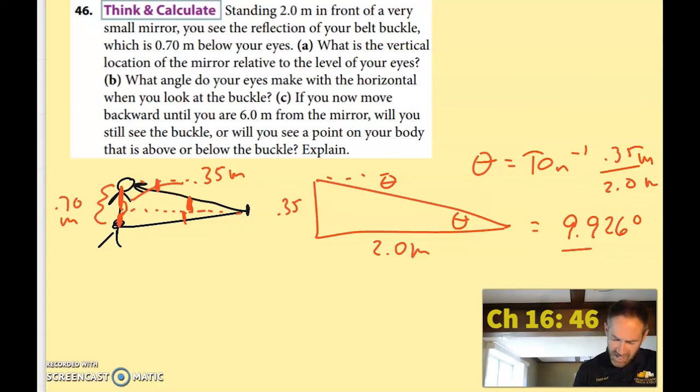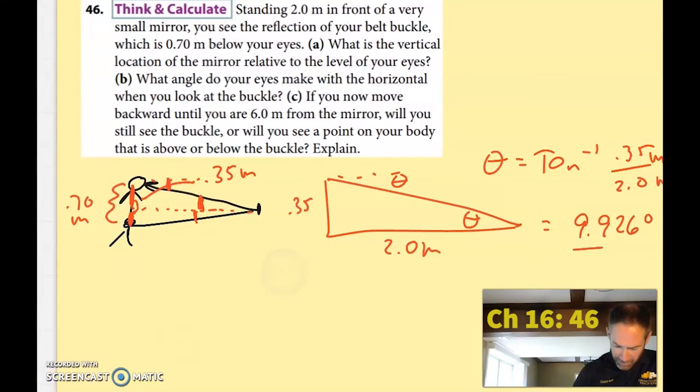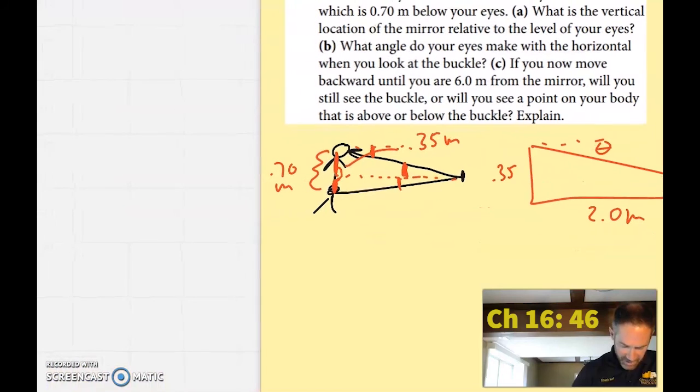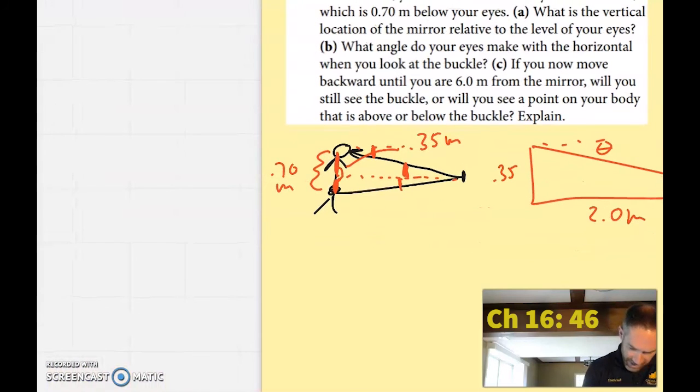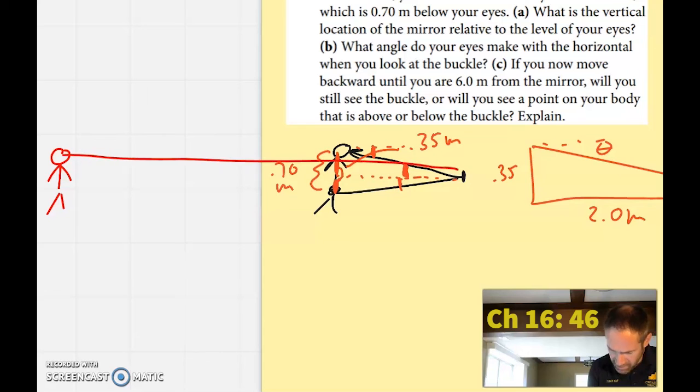Now it says on C, now if you move backward until you're 6 meters from the mirror, will you still see the buckle, or will you see some other part of your outfit? Well, let's see here. So let's say we move you back. That's 2 meters. I'll move you back to here. Let me try my best to draw you the same size. Okay, and so now there's something from the mirror to your eyes, that line is going to look something like that.